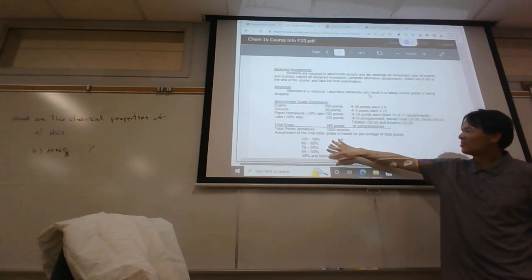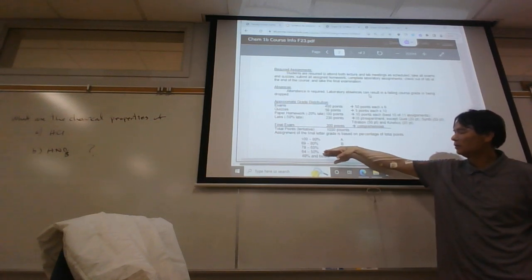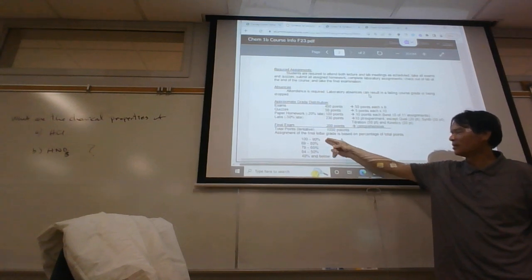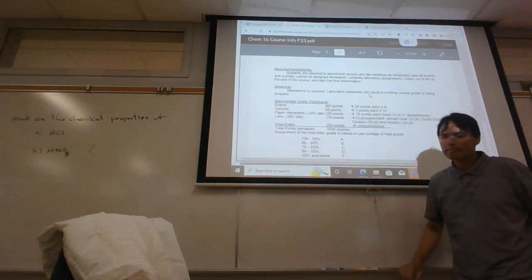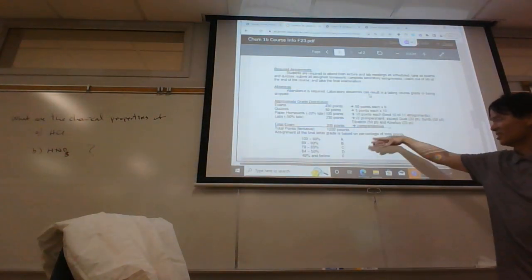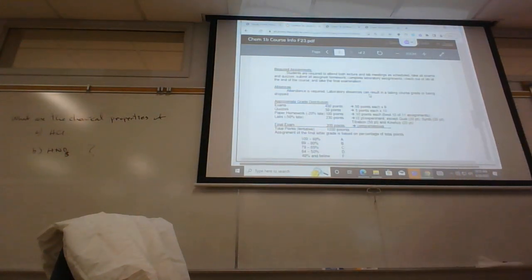This is going to be the grade distribution. This could change as well. I curve it a little bit. So 90 right now is the cutoff, but it may change. I don't curve the tests, I'll just curve the distribution here.